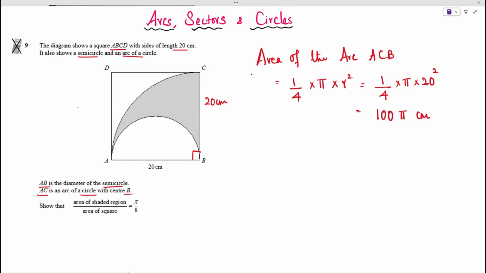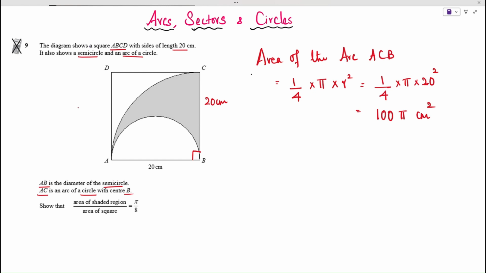Now the beauty of this is, because it's a non-calculator paper, and it's a show that question, we can just keep pi as it is. We don't have to multiply 100 by 3.14 or anything like that. And an added benefit of a show that question is that it shows what your answer should look like at the end. It shows you what your endpoint is. So we know that the area of our sector here is 100 pi centimeters squared.